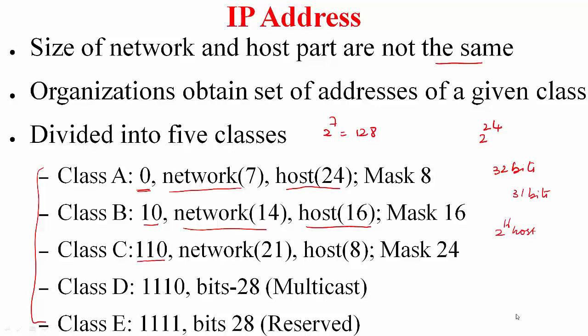Class D addressing, which starts with 1110 with the number of remaining bits equal to 28, is reserved for multicast, and class E, which starts with 1111 with 28 bits remaining, is reserved for experimental purposes.